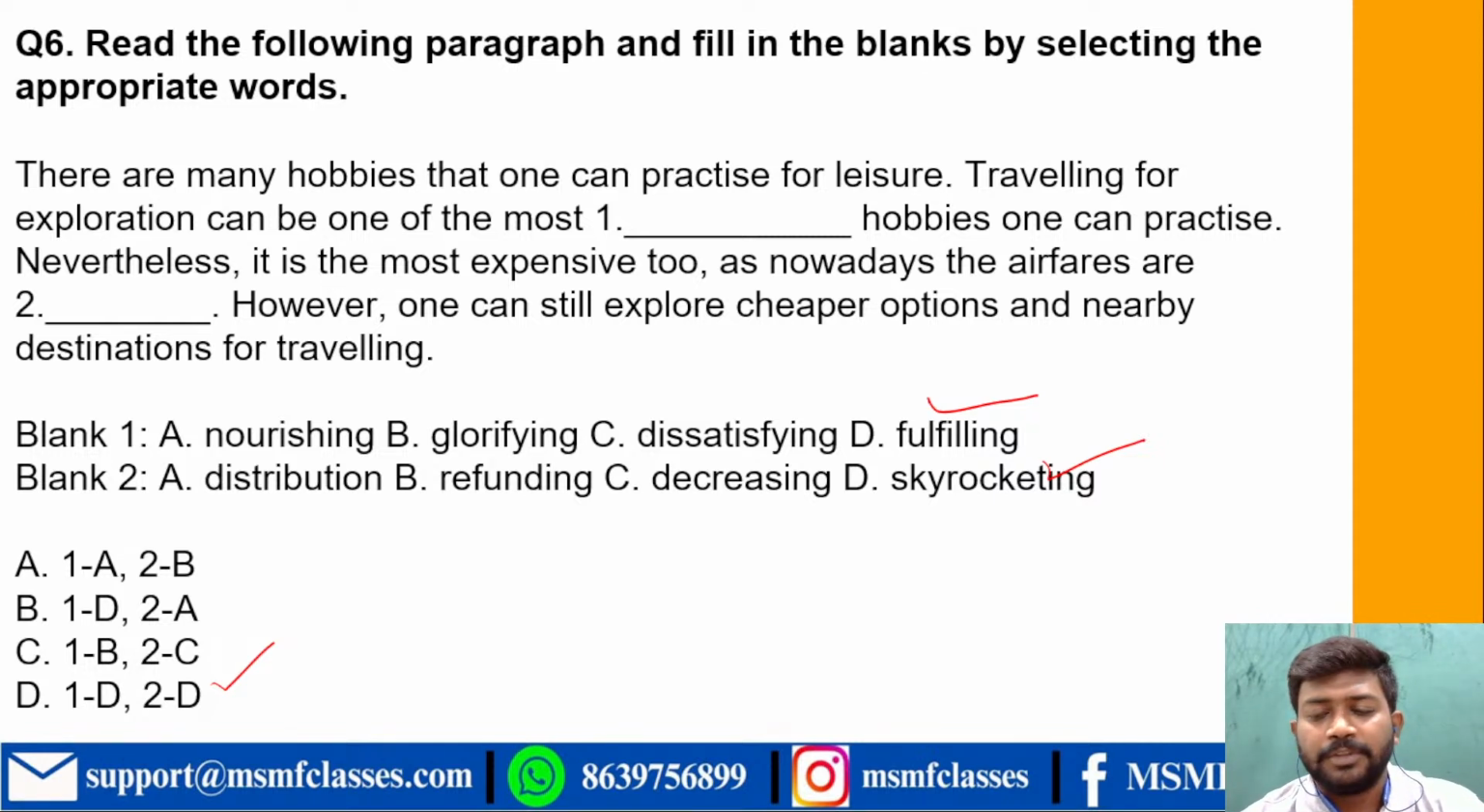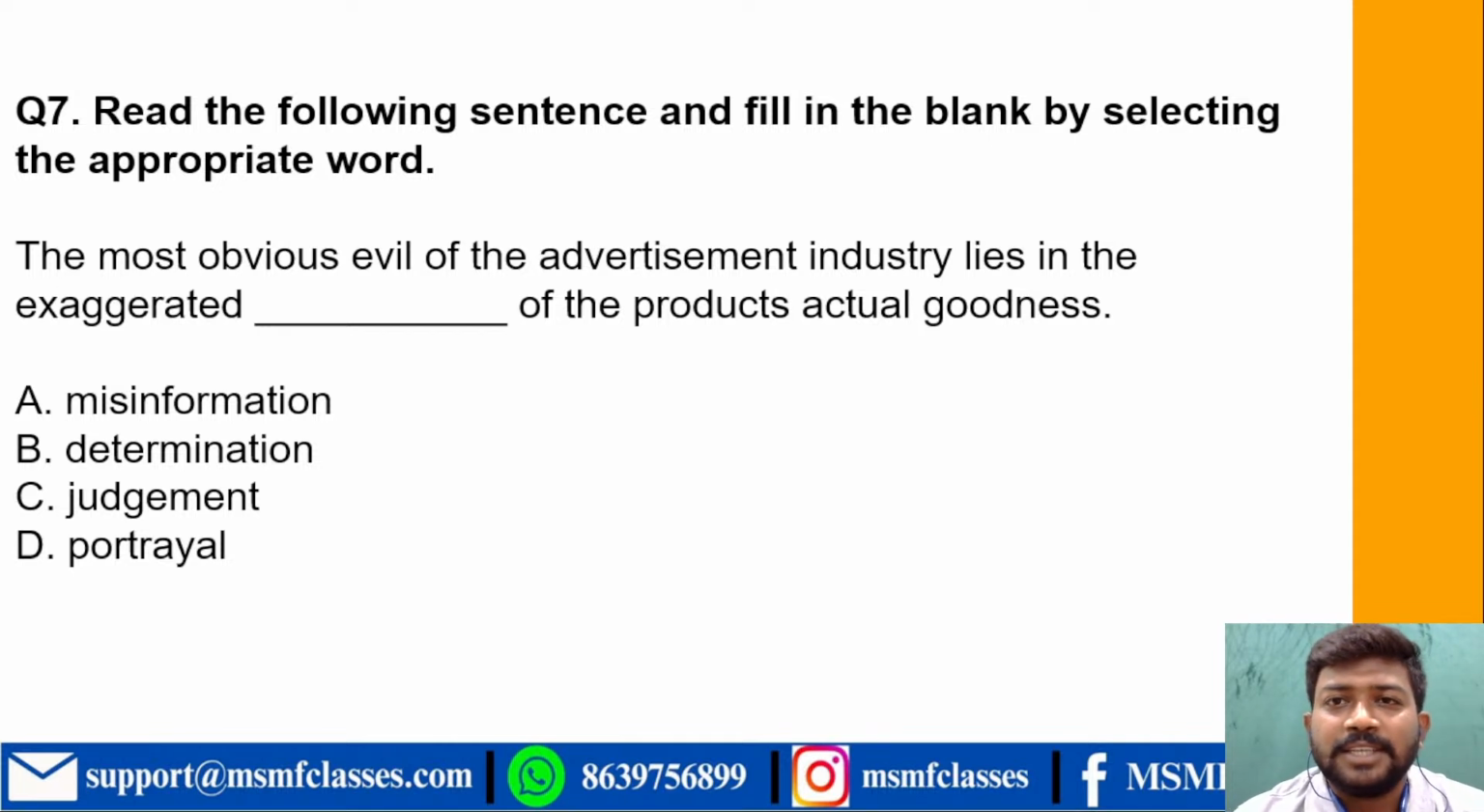Now, let me move to the seventh question. Read the following sentence and fill in the blank by selecting the appropriate word. The most obvious evil of the advertisement industry lies in the exaggerated dash of the product's actual goodness. So the most obvious evil, which we cannot control. So what is that evil of the advertisement industry? Lies in the exaggerated dash of the product's actual goodness.